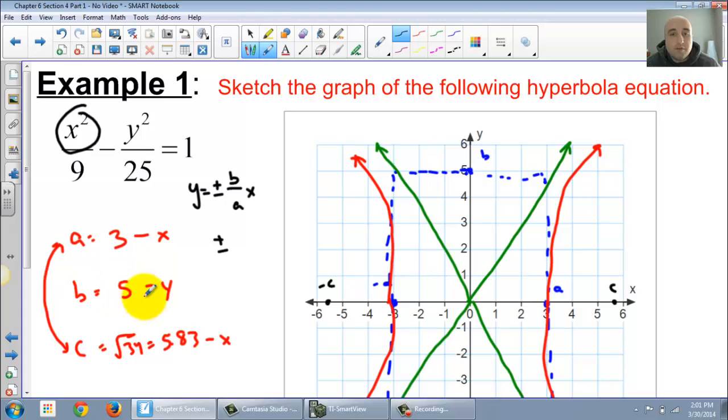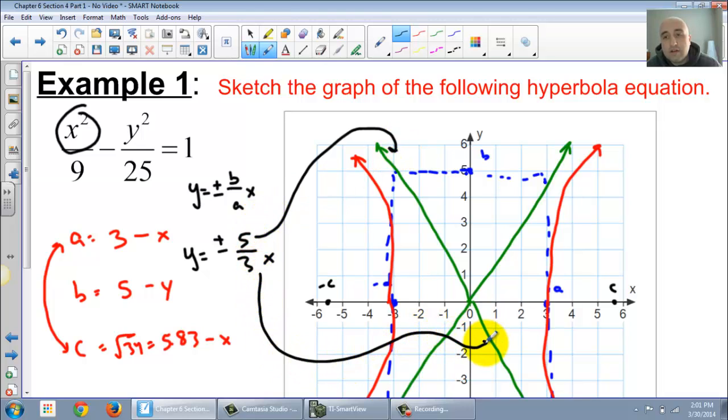So what's our b? Our b is 5. Our a is 3. Oops, I said 5 and I wrote b again. So y equals plus or minus 5 over 3 x. Okay, so those are our asymptote equations. These are the equations for these green lines here, those imaginary green boundary lines. Those are lines of asymptote.